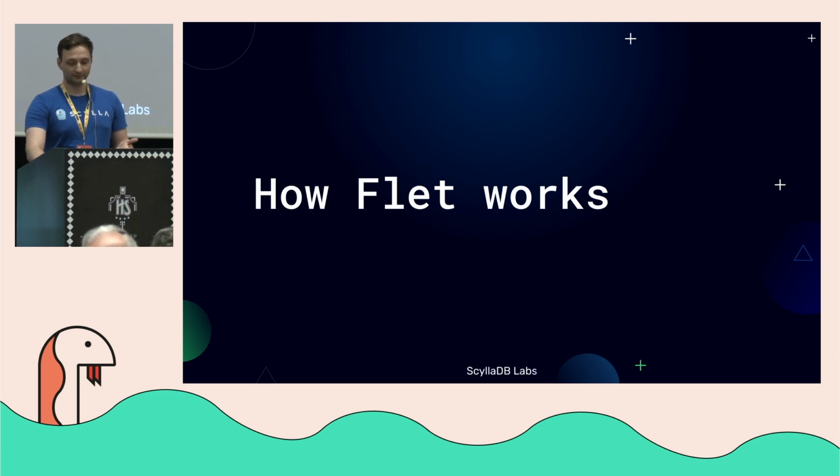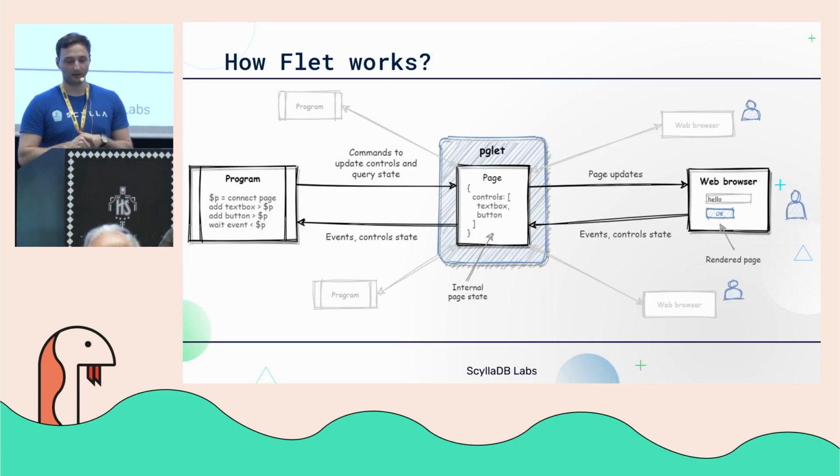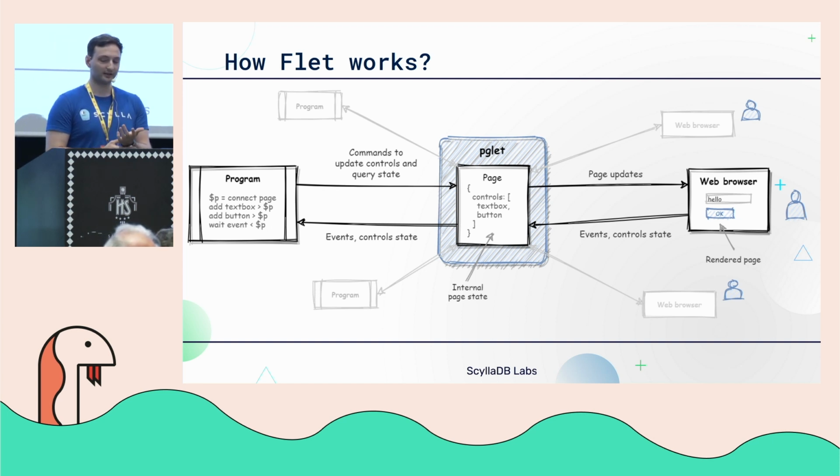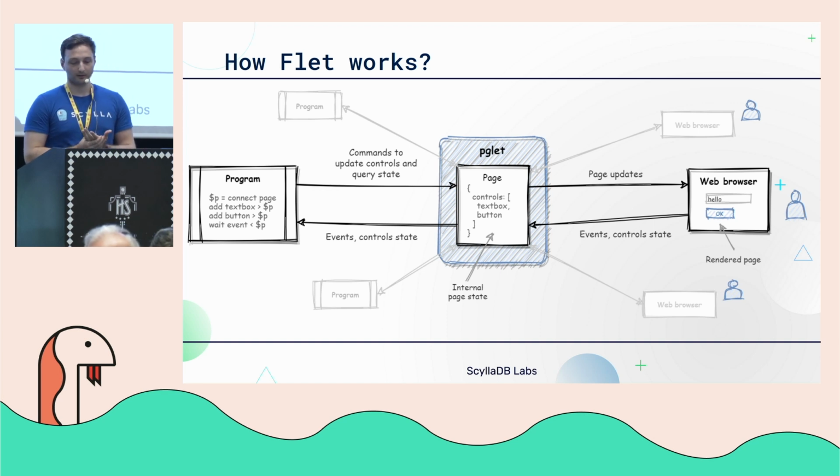So let's briefly talk about the mechanism of Flet, how it works. I pulled this image from their documentation. The simple way to describe Flet is that it is server-based. On this diagram, they call it PGLET, or Piglet. I think they say Piglet because if you say PGLET, people think it's Postgres related, but it's not. Piglet is actually the predecessor of Flet. So Flet is kind of a fork of Piglet, I guess.